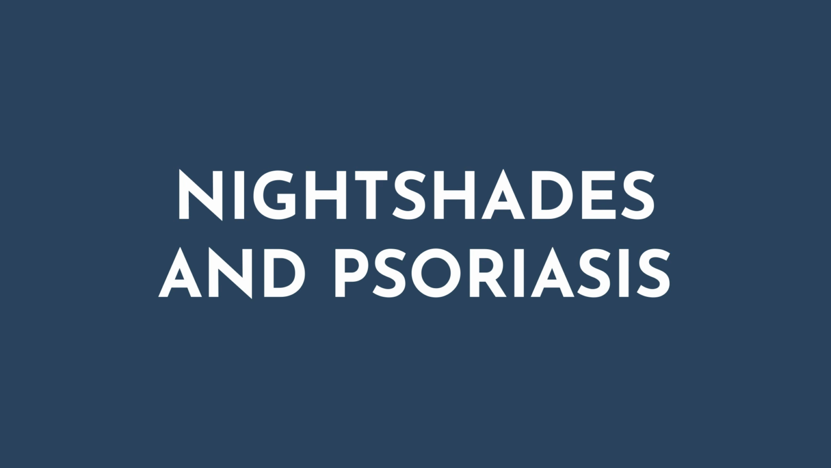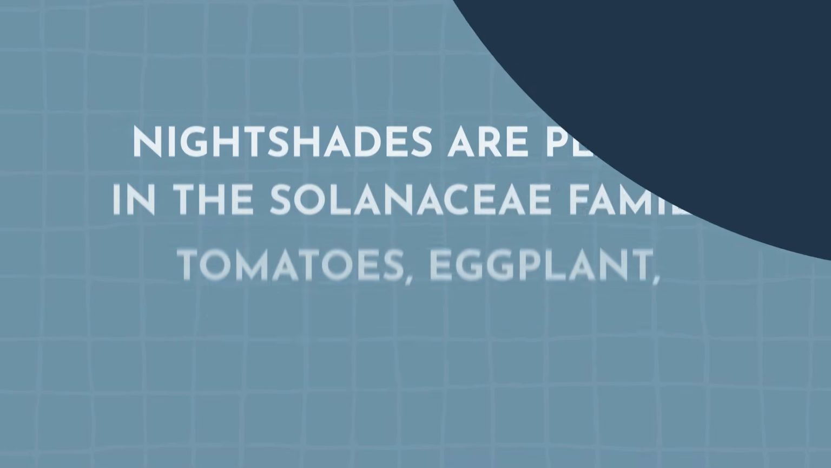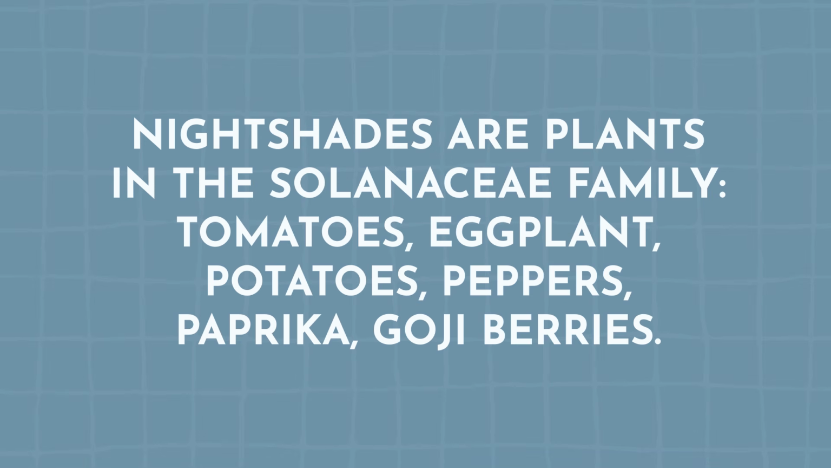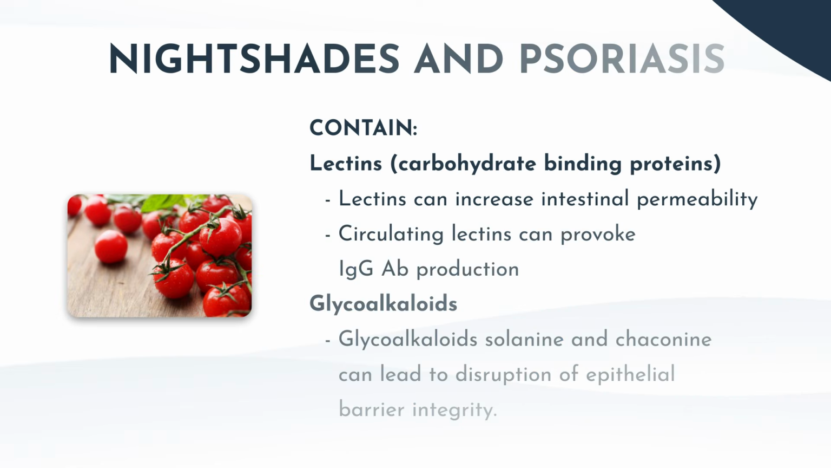And then there's the big nightshade connection. So nightshades are plants in the Solanaceae family. Things like tomatoes, eggplants, potatoes, and peppers are the more common ones. Less commonly known, like paprika and goji berries, are nightshades as well. Ashwagandha, the herb, is a nightshade. So it's out there a lot.